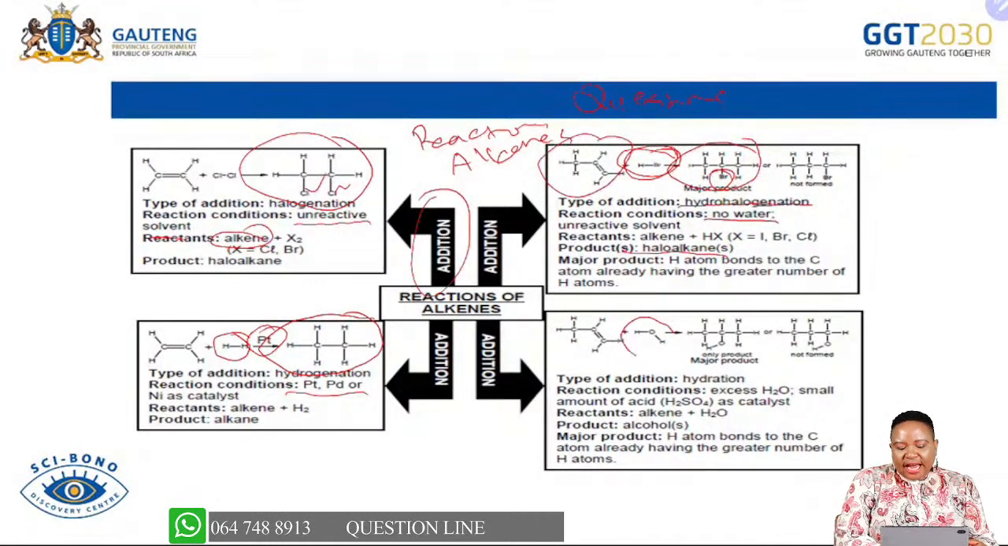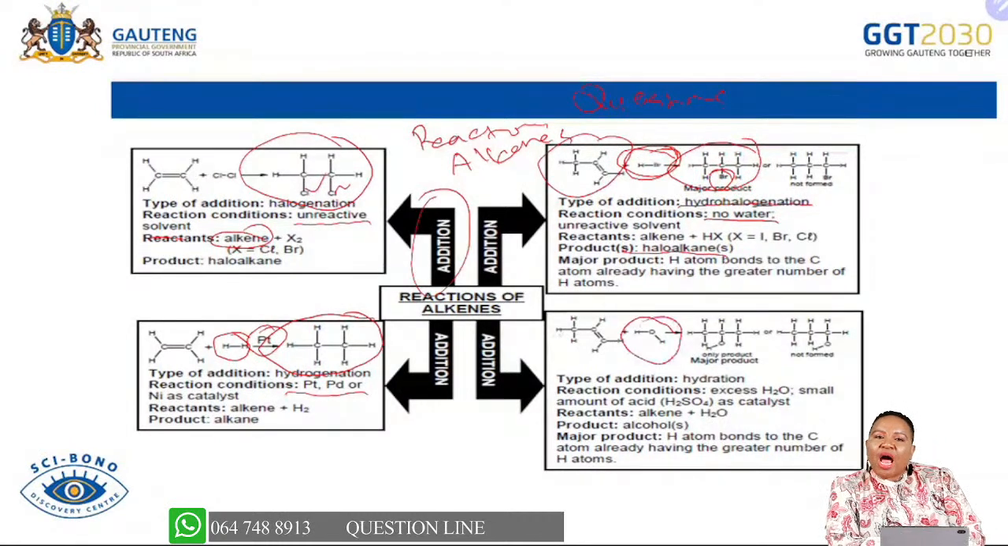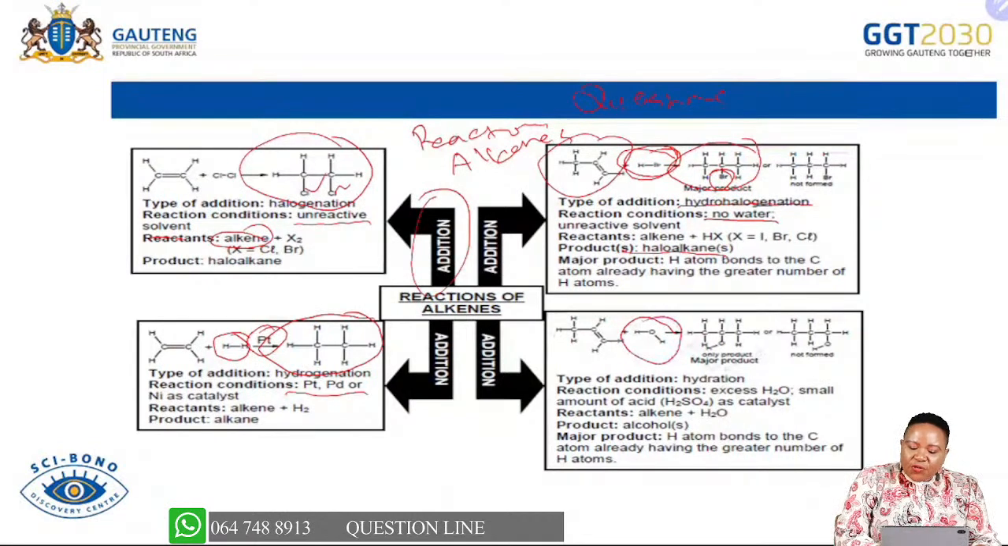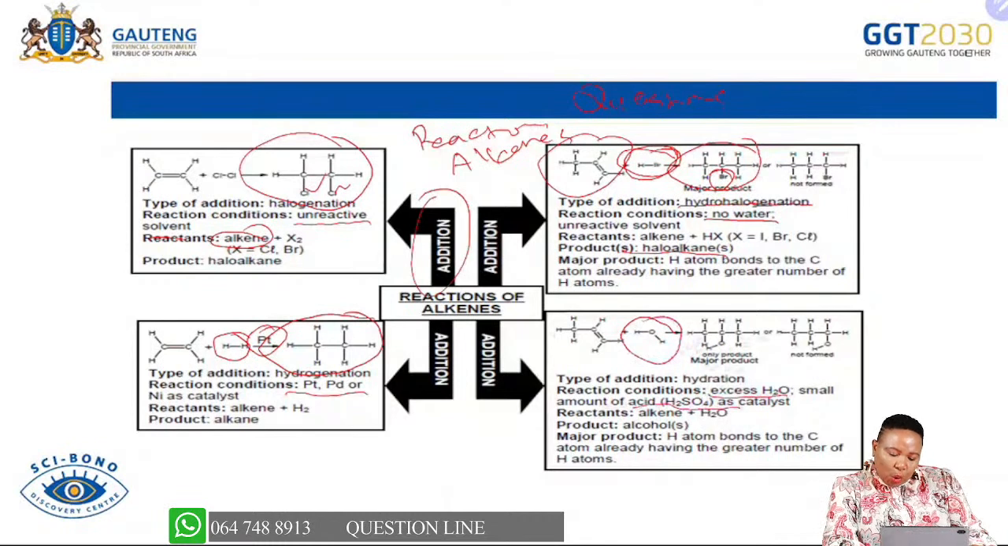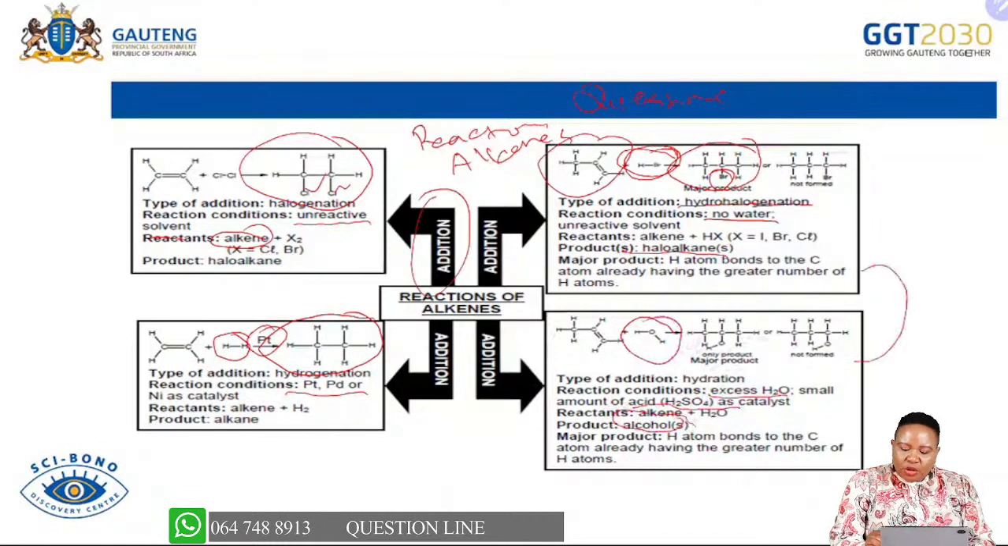And then the last one is hydration, where we are forming an alcohol from an alkene. We will need also here sulfuric acid as what? Excess water, and a small amount of what? Of sulfuric acid as a catalyst for this reaction to occur. And definitely we are going to get our product as what? As an alcohol. That is why we don't need hydrogen halide here, because you will end up getting an alcohol instead of getting a haloalkane.